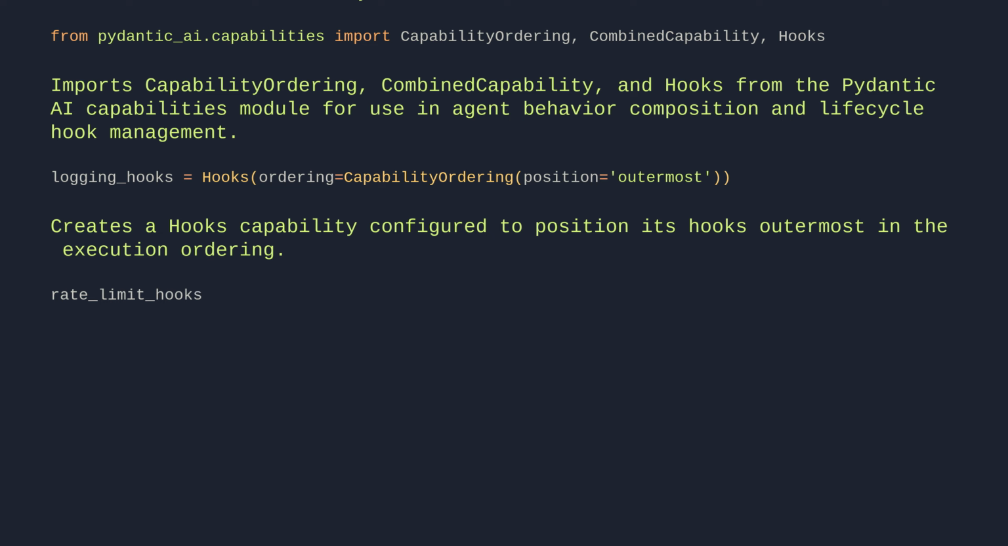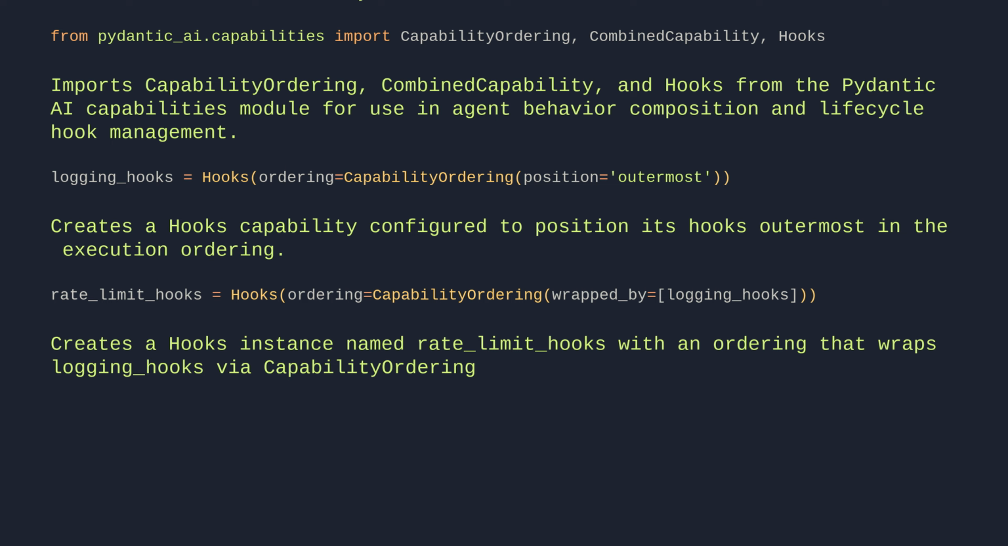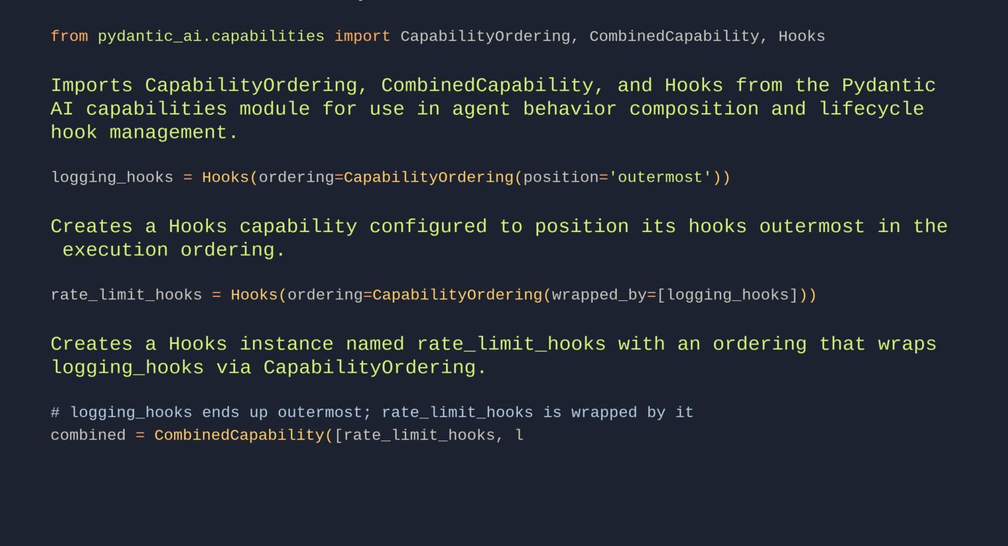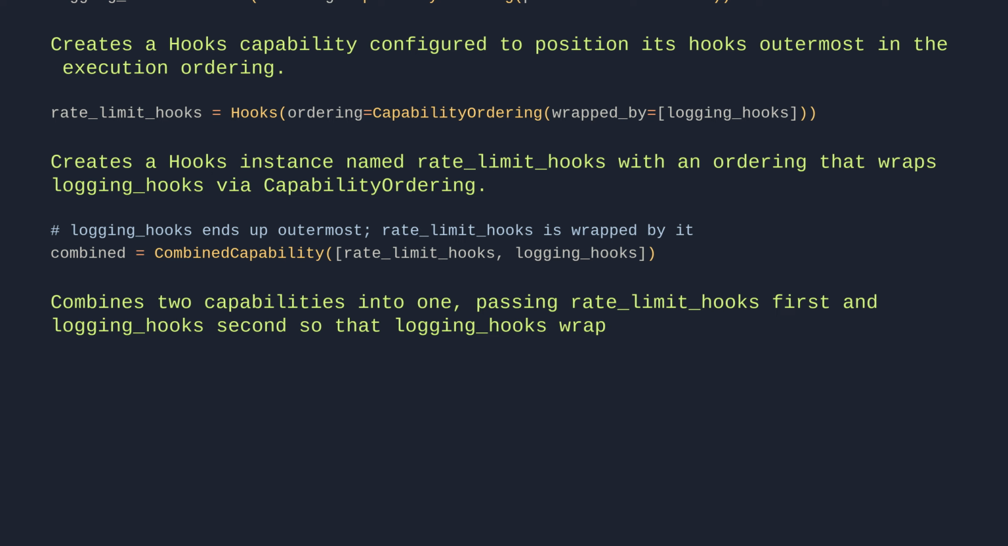rate_limit_hooks = Hooks(ordering=CapabilityOrdering(wrapped_by=logging_hooks)). Creates a hooks instance named rate_limit_hooks with an ordering that wraps logging_hooks via capability ordering. # logging_hooks ends up outermost. # rate_limit_hooks is wrapped by it. combined = CombinedCapability([rate_limit_hooks, logging_hooks]). Combines two capabilities into one, passing rate_limit_hooks first and logging_hooks second, so that logging_hooks wraps rate_limit_hooks.